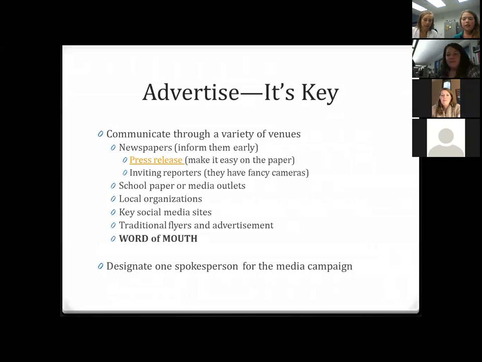However, don't forget, when you have your planning committee, however big it is, even if it's just yourself, make sure there's one person designated as the media campaign contact, just so people know who to contact, when to contact them, and different information doesn't get mixed up.